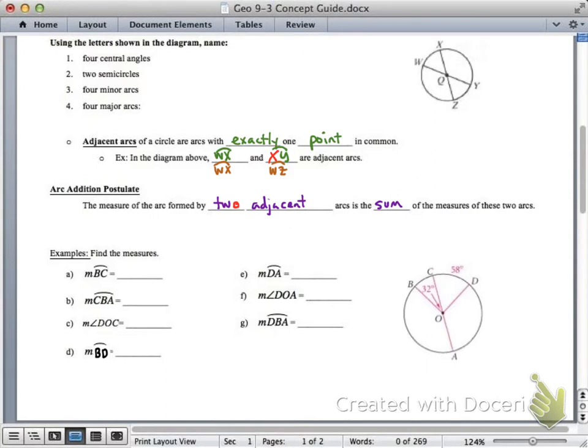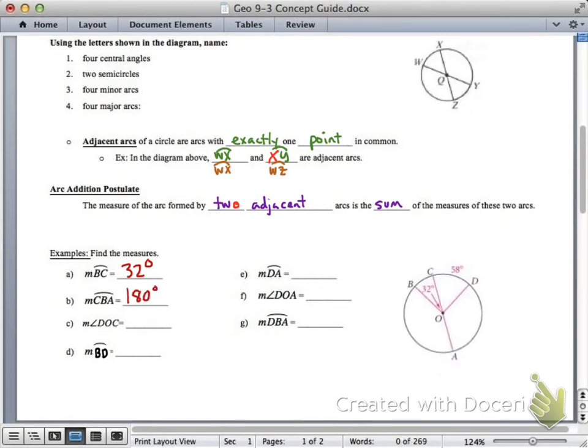What is the measure of BC? BC, the measure of the arc, is equal to the measure of the central angle, so that is equal to 32 degrees. The measure of CBA, the same thing applies. CA is a diameter, so CBA is a semicircle. Its arc then is half of a circle, 180 degrees.